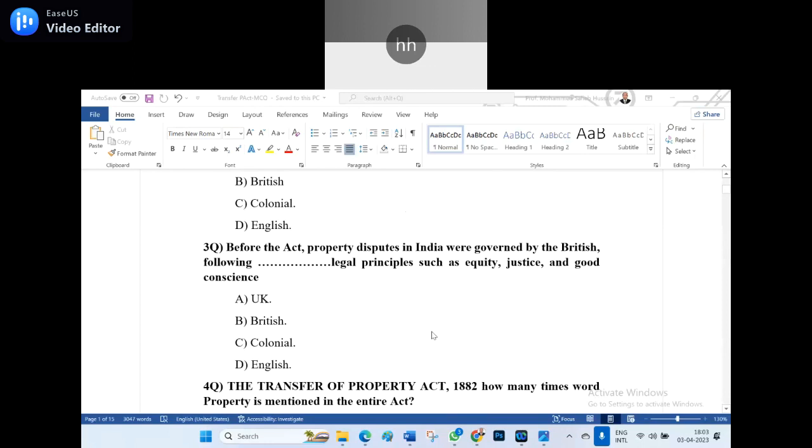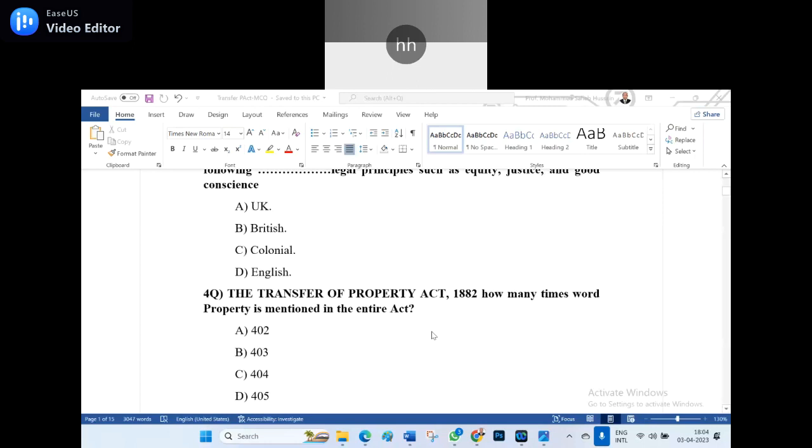Then the third question. Before the Act, property disputes in India were governed by the British, following the dash legal principles such as equity, justice, and good conscience. A. UK. B. British. C. Colonial. D. English. D, English, wrong. B, British. See, when you say English law, but when you say legal principle, we say British legal principles. We don't say English legal principles.